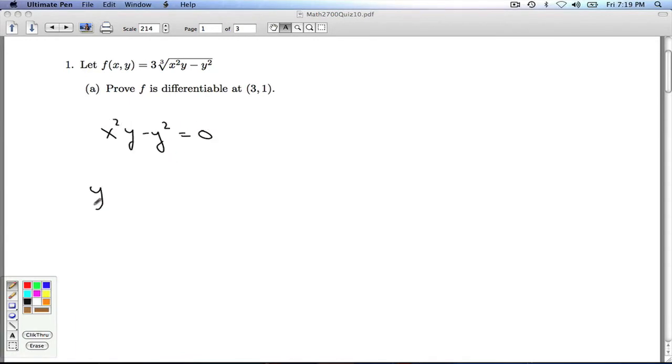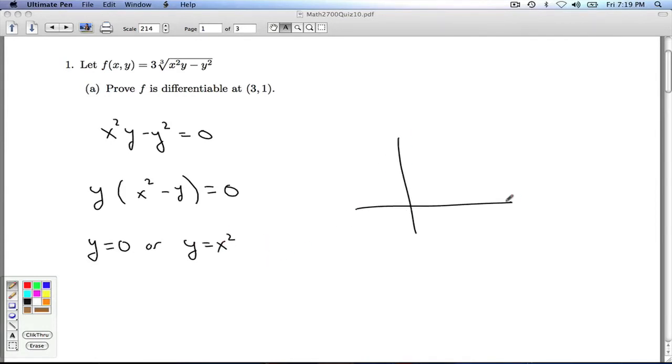We can factor the y out. And so now we get either y equals 0 or y equals x squared. So if I look on my xy plane at the forbidden zones, y equals 0, that's the x-axis. So this is going to be off limits, as well as the parabola y equals x squared. So that's also bad.